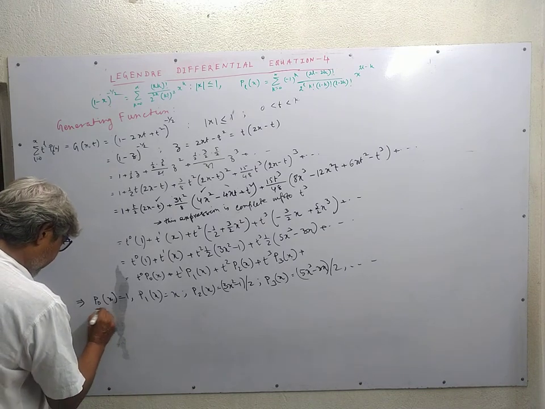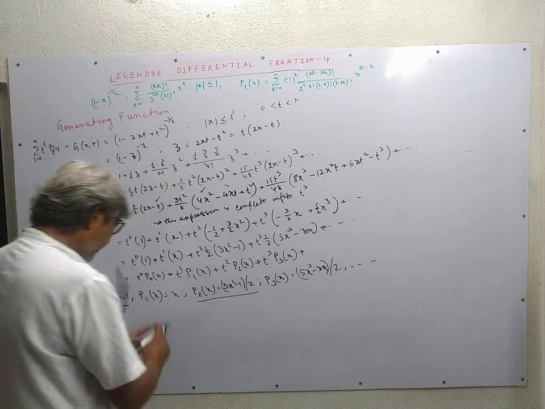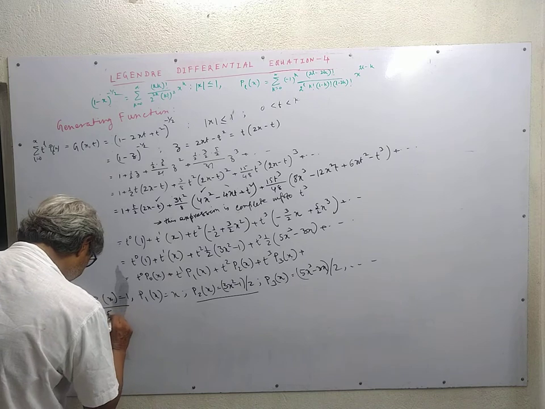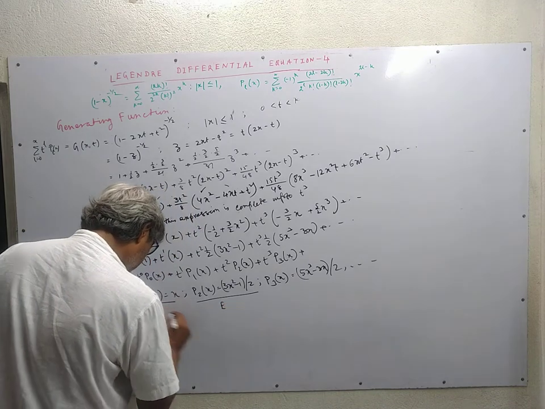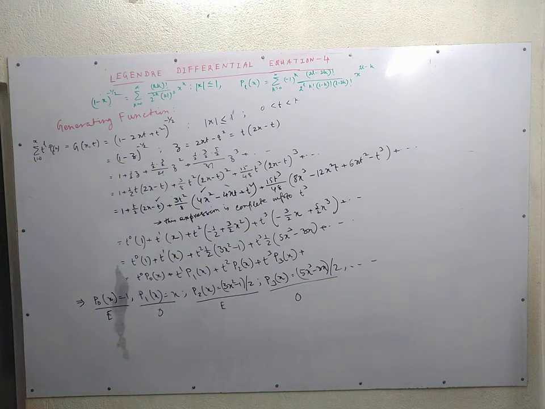One more thing, note that P0 is even, P2 is even, P1 is odd, P3 is odd. So Legendre polynomial of even order is an even polynomial, and Legendre polynomial of an odd order is an odd polynomial. This is the beauty of generating function. We can get the special function of higher order from this.